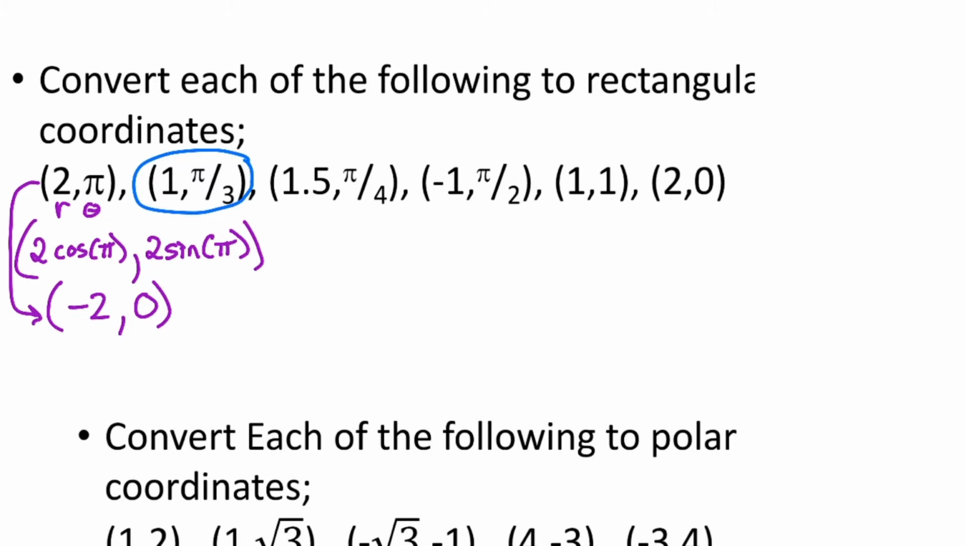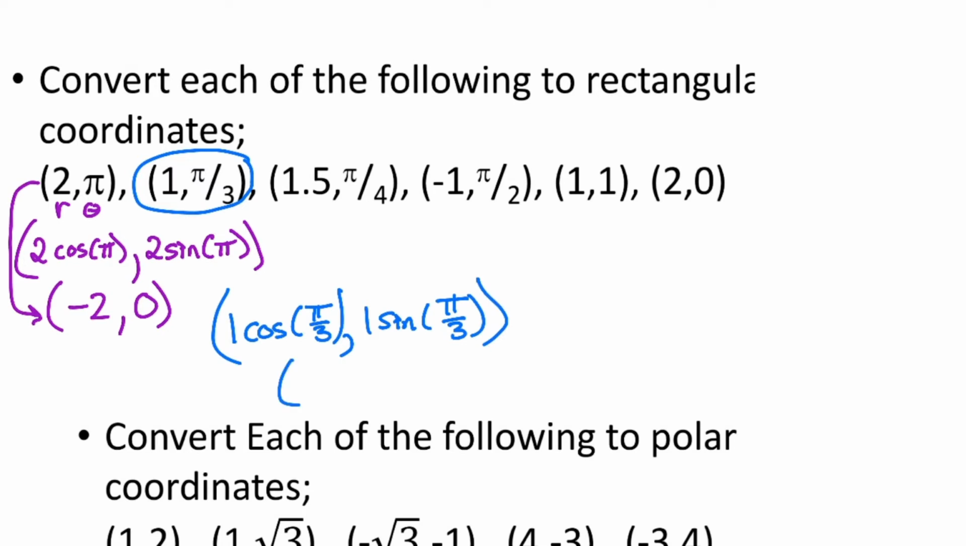So we have 1 times the cosine of pi over 3 and 1 times the sine of pi over 3, which is equal to, let's see, the cosine of pi over 3 is 1/2, and the sine of pi over 3 is radical 3 over 2. So this will be 1/2 and radical 3 over 2.